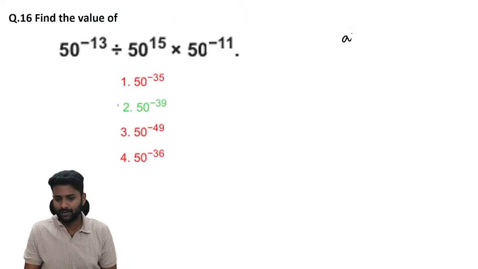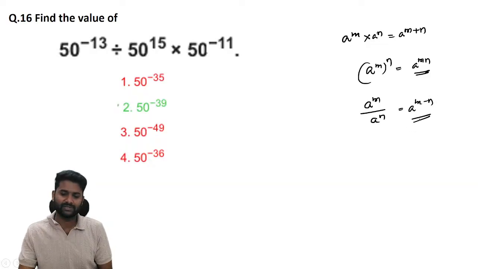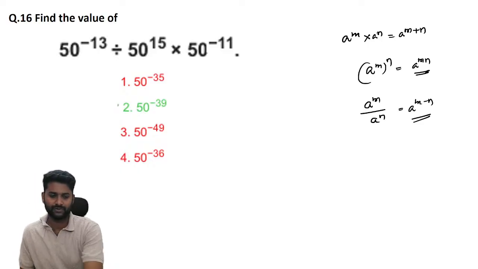As you know the formulas, a power m into a power n is equal to a power m plus n. a power m whole power n is equal to a power mn. In the same way, a power m divided by a power n is equal to a power m minus n. So these are the different properties. If you know these properties, you can solve this kind of questions. So just try to go through these properties, guys. You can answer this kind of question.